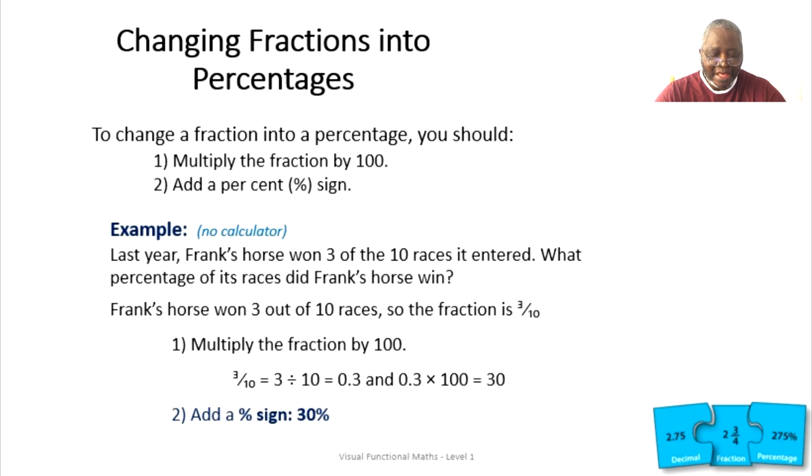Frank's horse won 3 out of 10 races, so the fraction is 3/10. First of all, multiply the fraction by 100. So 3/10 is equal to 3 divided by 10, which is equal to 0.3. And 0.3 times 100 is 30. Second, add the percentage sign. So you're talking about 30%.